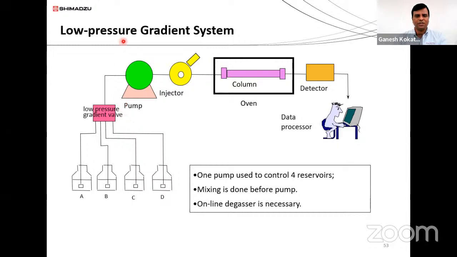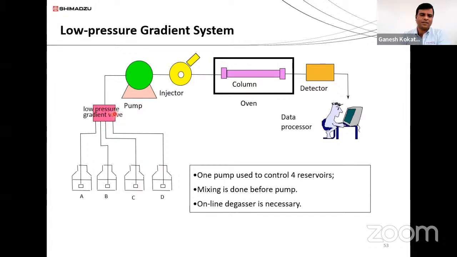In the low pressure gradient, the most important point is that mixing is done before pumping. There is only one pump, and the mixing of the mobile phase happens before the pumping. We normally put the gradient program in the software, so according to the software program, the mixing happens in the low pressure gradient valve.